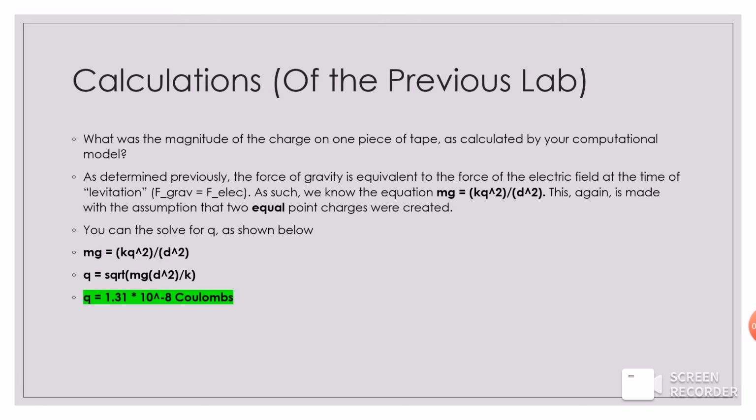These are the calculations of the previous lab, where we used point charge estimation, and we found the charge of each tape to be roughly 1.31 times 10 to the -8th coulombs. We'll see later if this charge remains consistent across this next experiment.